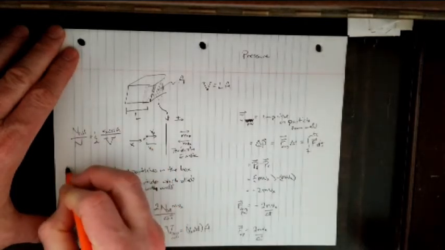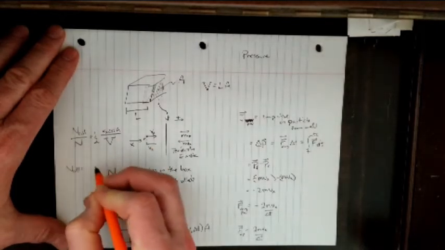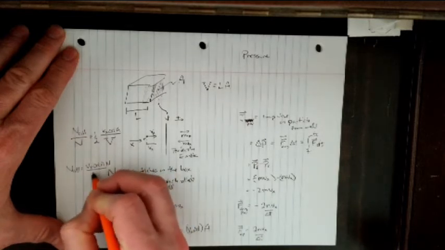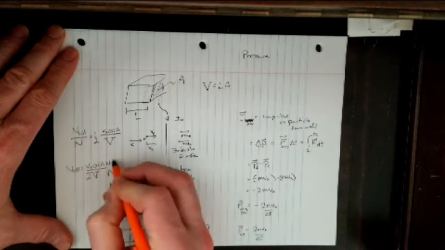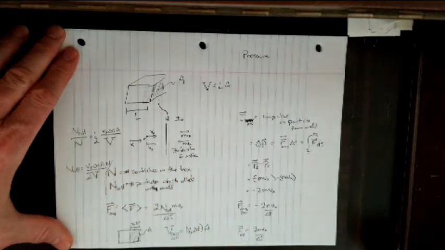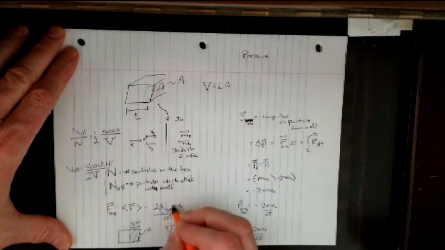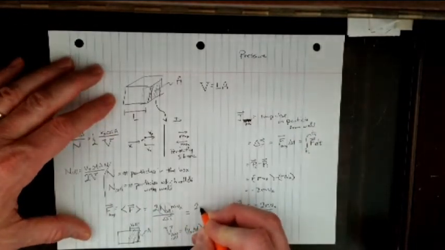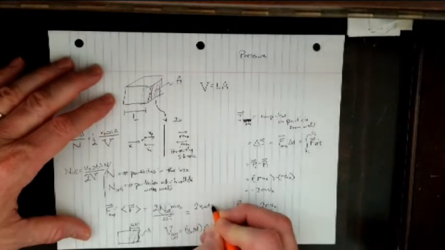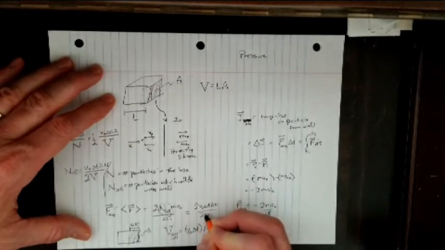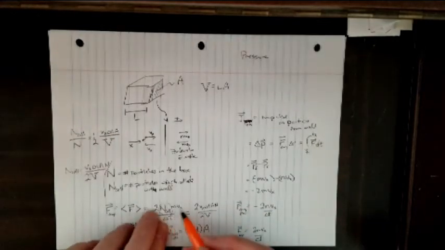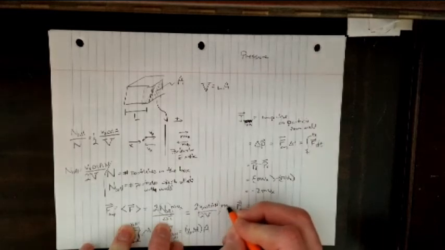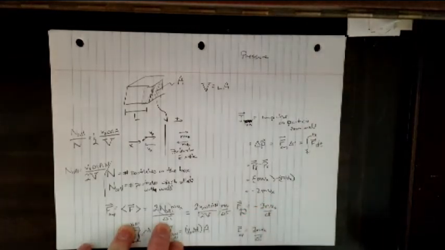So the number of collisions, therefore, would be v_x delta t A times N over 2 times the volume. And so we can substitute that in for the number of collisions. This would be equal to 2 v_x delta t A N over 2V. So that's the 2 there, and then that is the number of collisions times m v_x over delta t.